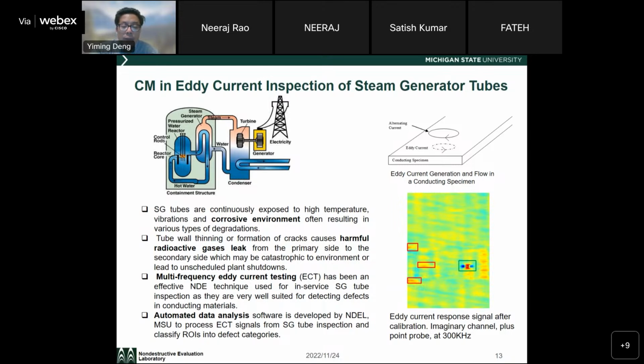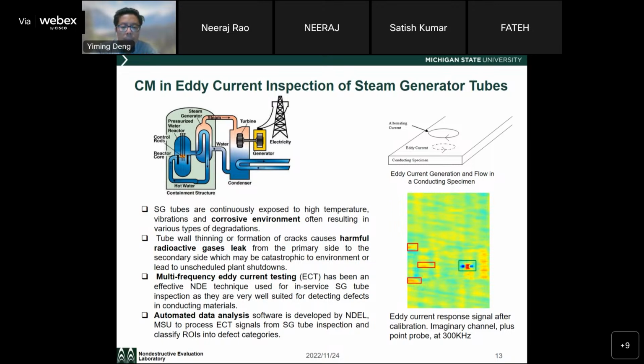So NDE is definitely necessary. There are different ways of doing it. Here we just adopt the eddy current measurement. This is a project that Michigan State has been working on with EPRI for several decades. So we have tons of data, and we helped EPRI develop an ADA system with embedded confidence metrics.